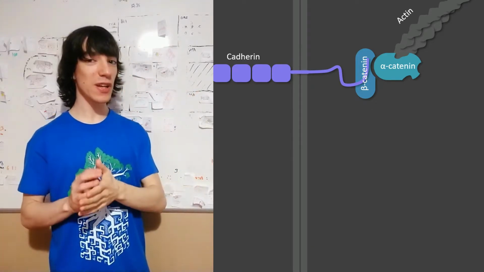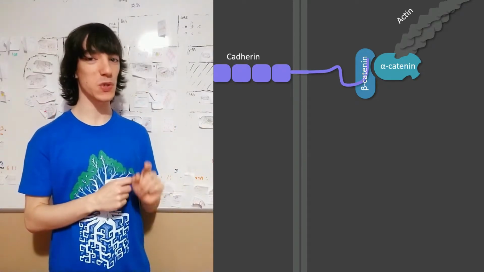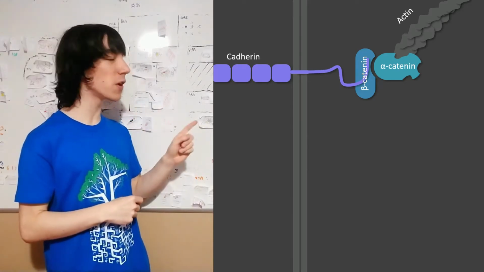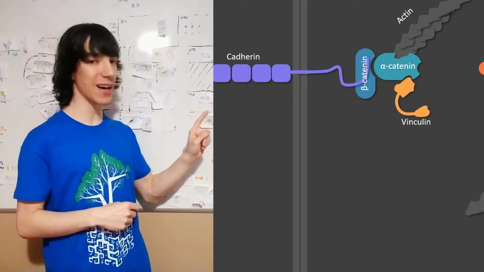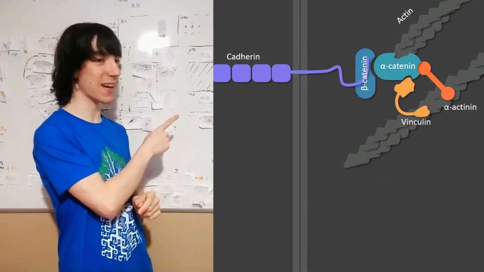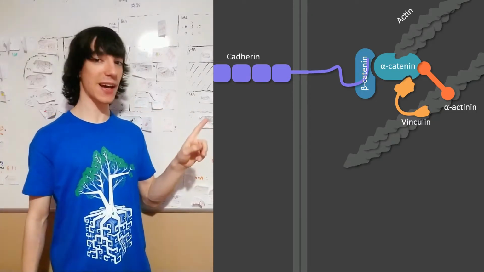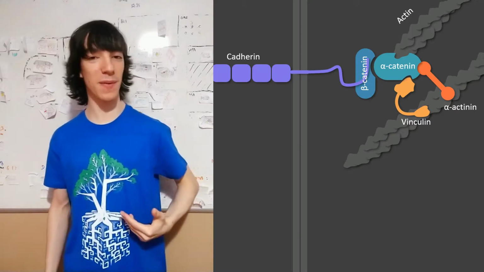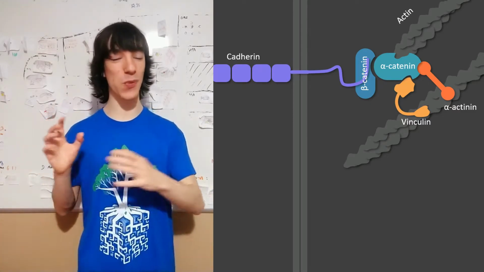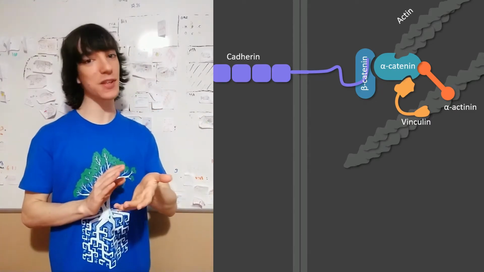Alpha-catenin doesn't only interact with the actin microfilaments directly, it can also use other adapters. The main two ones are vinculin and alpha-actinin. Don't mix up alpha-actinin and alpha-catenin, they are not the same proteins. These two proteins, vinculin and alpha-actinin, are pretty important. You will see them in the context of other junctions and other ways of cells to adhere to the substrates, to the extracellular matrix, like in focal adhesions, for example.